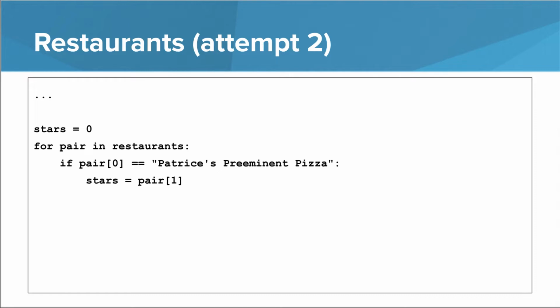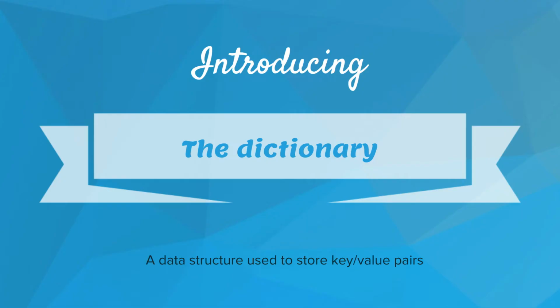What would be great is if we had a data structure where we could look something up by something other than a numerical index. Well, thankfully, Python has exactly that, and it's called a dictionary. A dictionary is a data structure used to store key-value pairs.